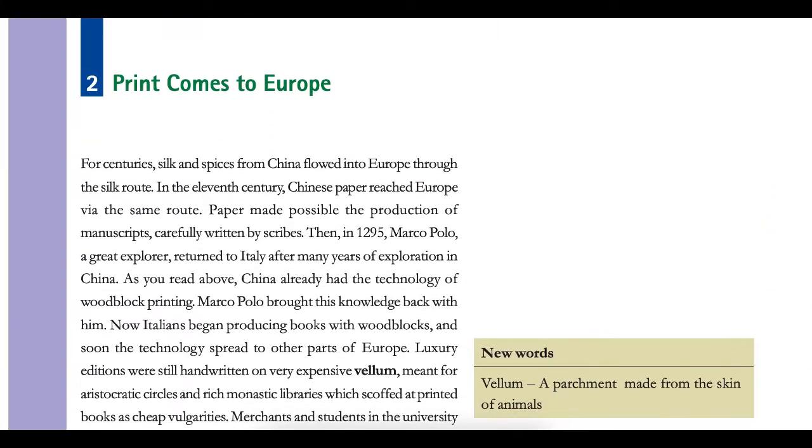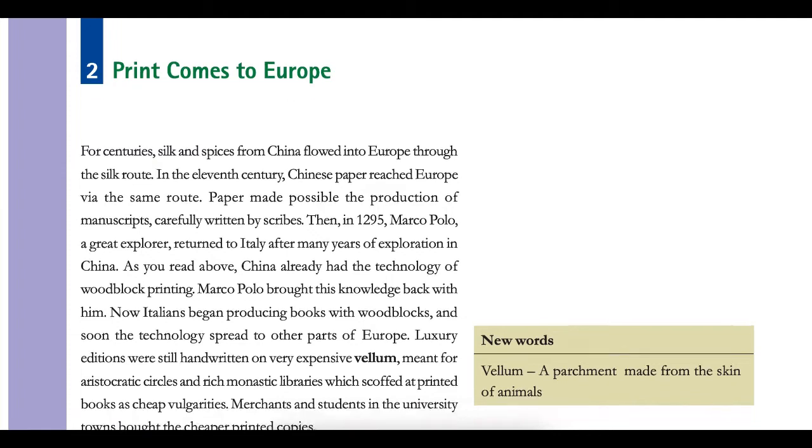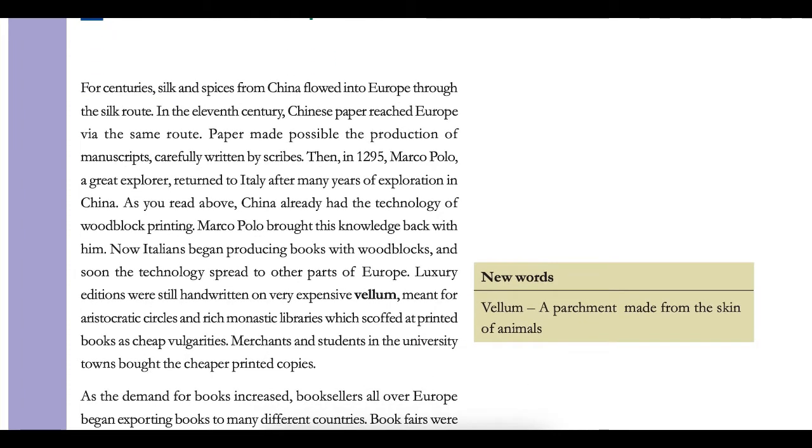Print comes to Europe. For centuries, silk and spices from China flowed into Europe through the Silk Route. In the 11th century, Chinese paper reached Europe via the same route. Paper made possible the production of manuscripts carefully written by scribes. Then, in 1295, Marco Polo, a great explorer, returned to Italy after many years of exploration in China.